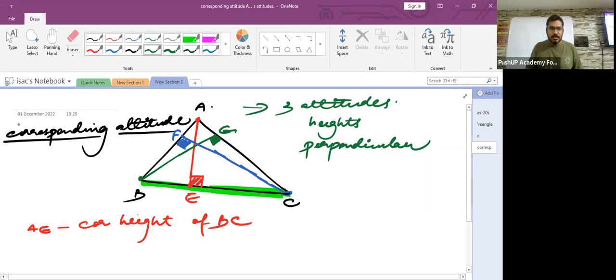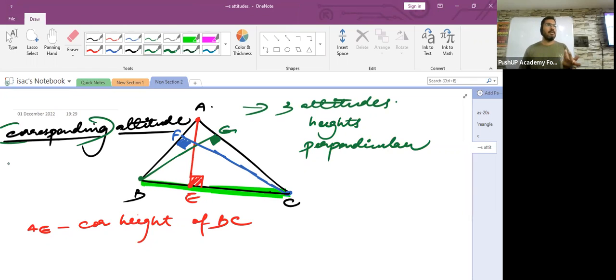So whenever they use this word corresponding, don't underestimate it. Don't think that they have simply given that word. It does have a lot of meaning.